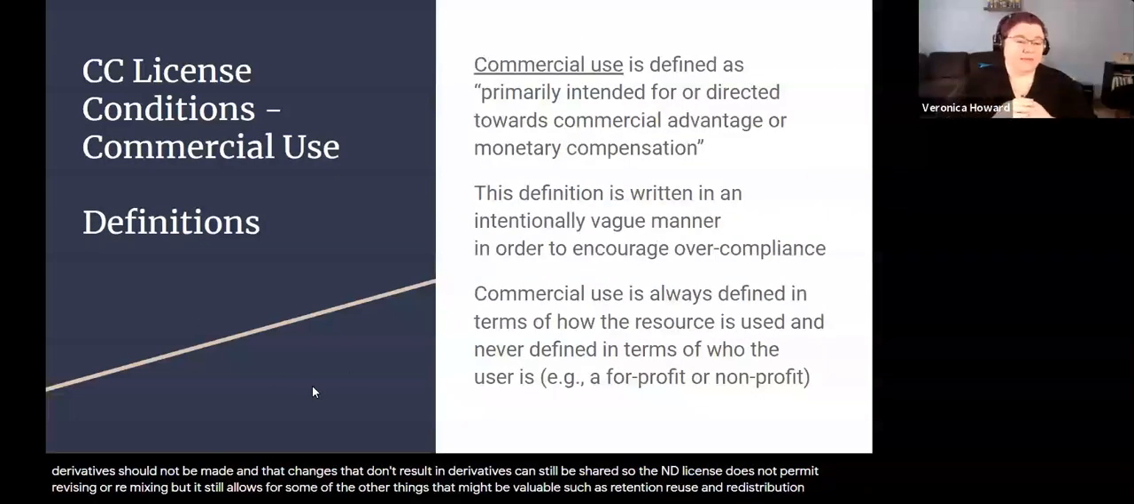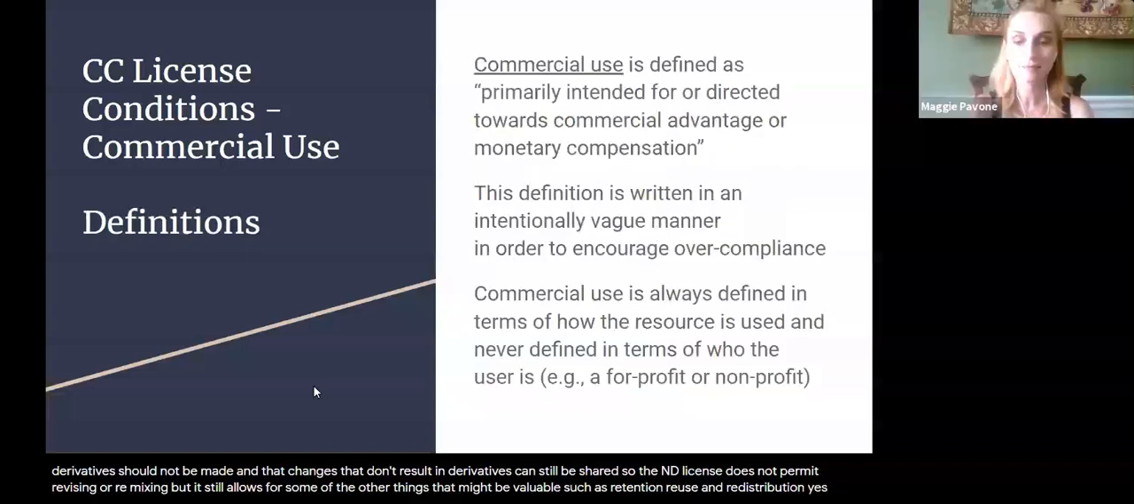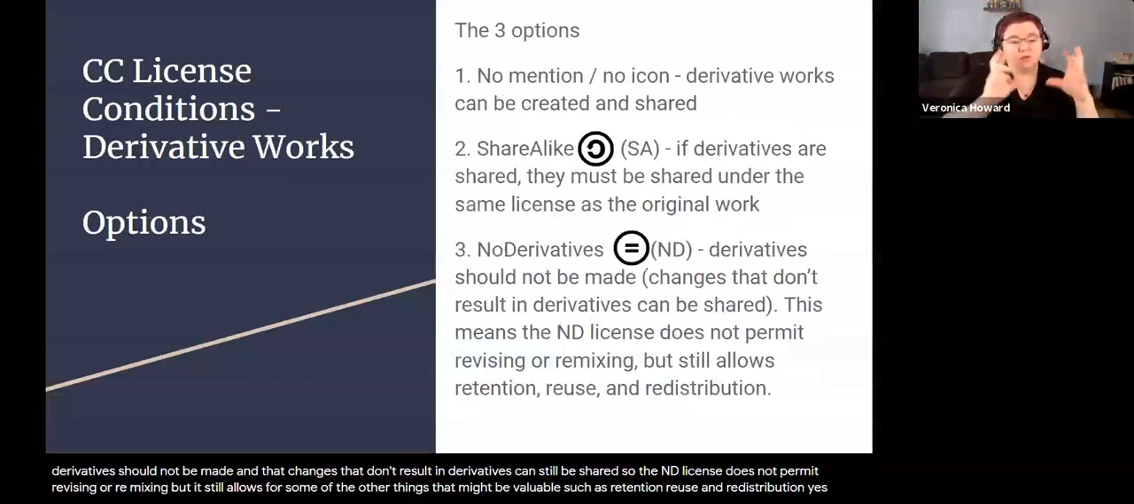And Maggie, can we go back just to clarify for 1 second? Yes. So the first one, when you were saying if there's no icon or no other information, what you mean is if there's that little CC BY person and nothing else, then it's just a blanket CC BY license. But a CC BY license could also be CC BY plus share alike, or CC BY plus one of these other things like non-derivatives.